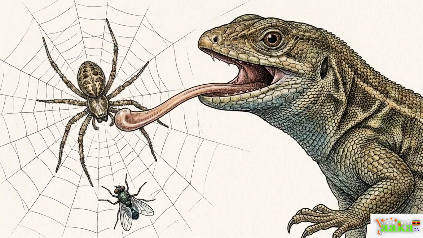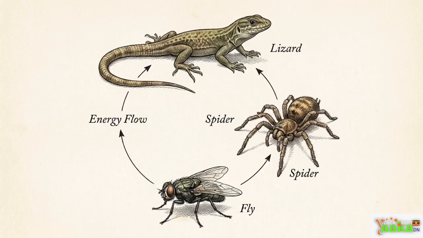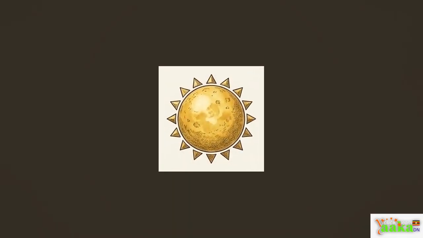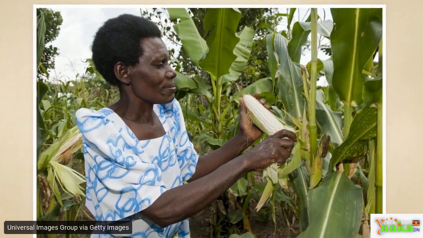Imagine a spider catching a fly in a web, only for a lizard to suddenly rush in and snap up the spider. You are watching energy transfer from one organism to another. But trace that energy back far enough, and every jump, flight, and strike is powered by the exact same source, the sun. Look at this harvest in Uganda.